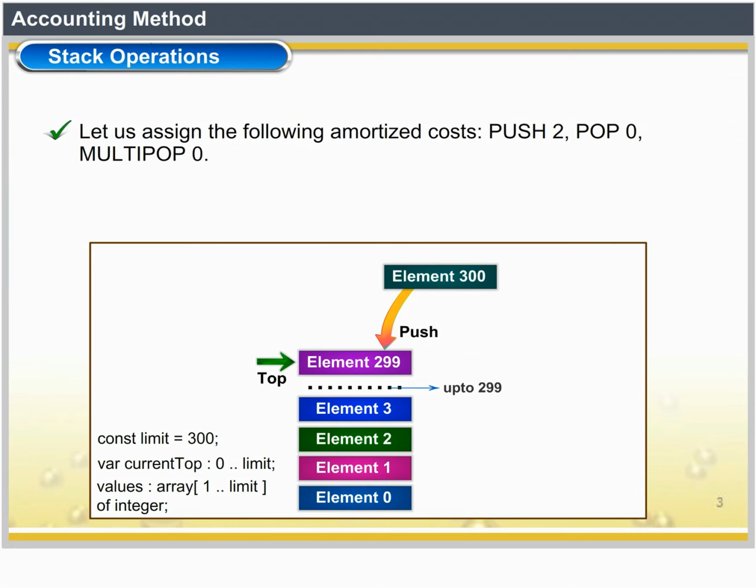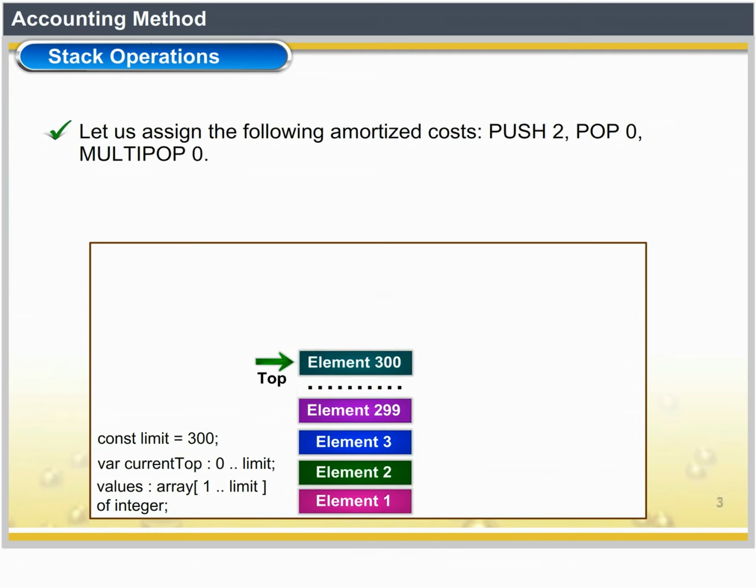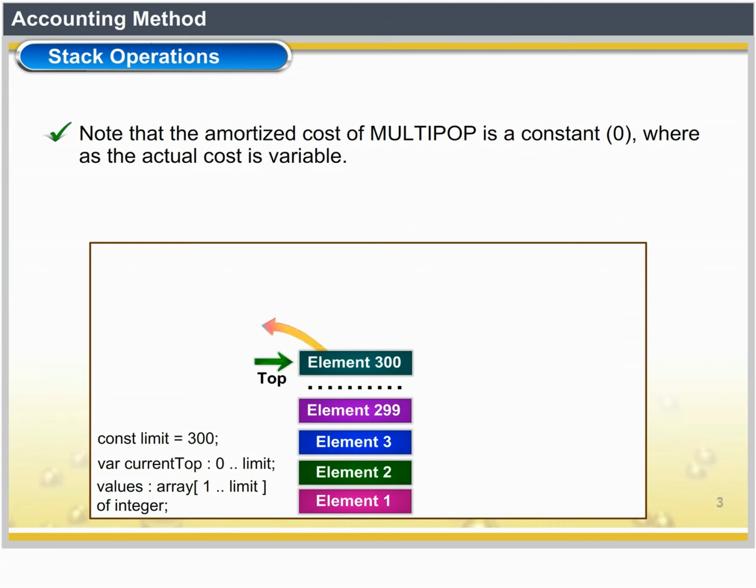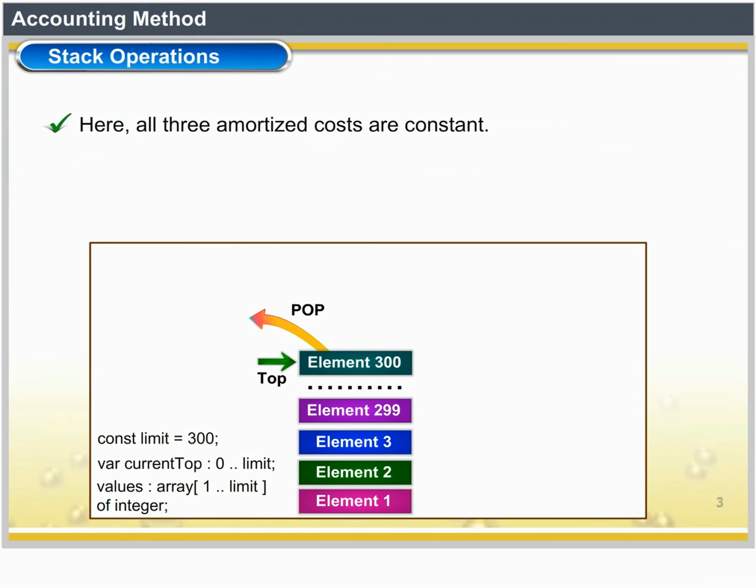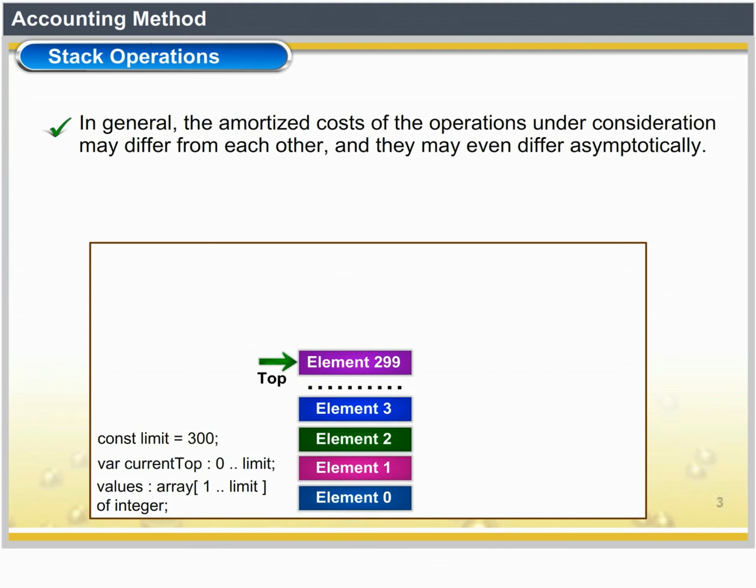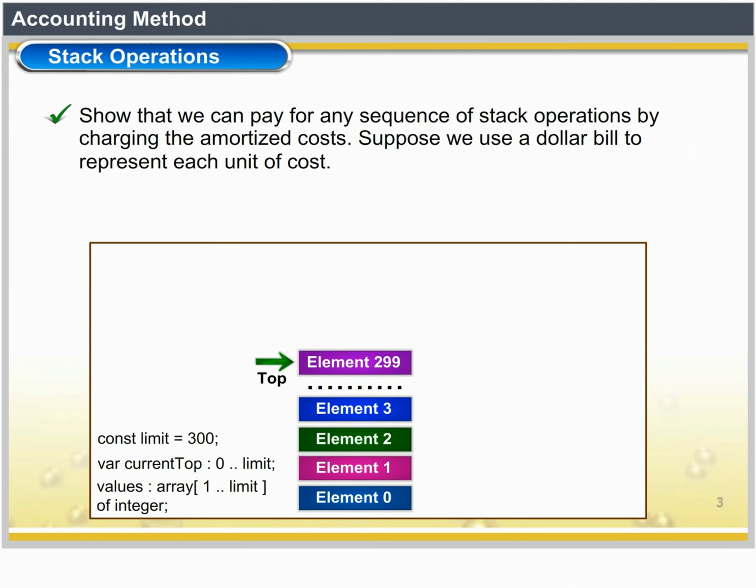Let us assign the following amortized costs: push 2, pop 0, multi-pop 0. Note that the amortized cost of multi-pop is a constant 0, whereas the actual cost is variable. Here all three amortized costs are constant. In general, the amortized costs of the operations under consideration may differ from each other, and they may even differ asymptotically. We show that we can pay for any sequence of stack operations by charging the amortized cost.